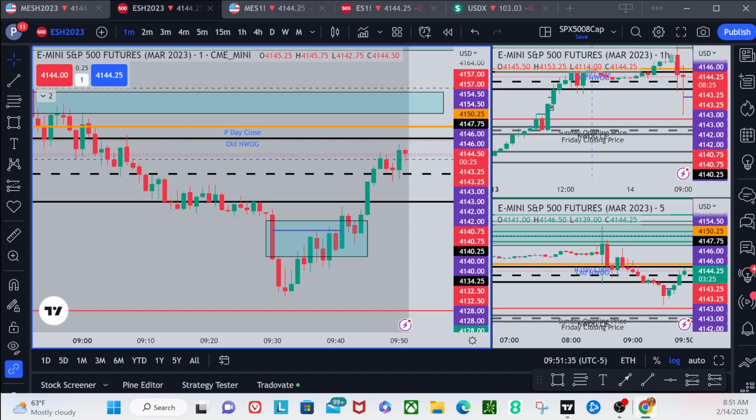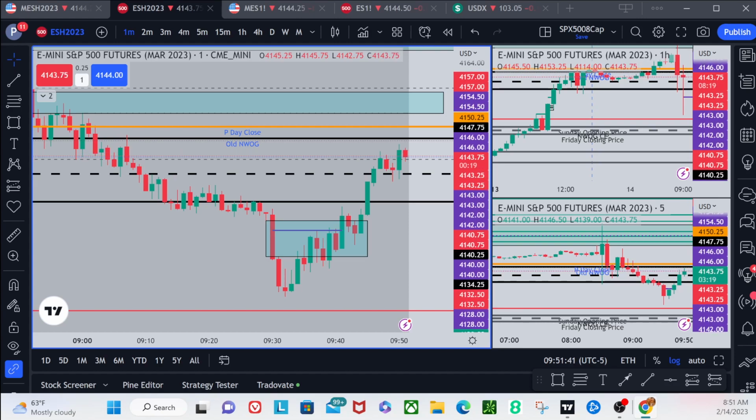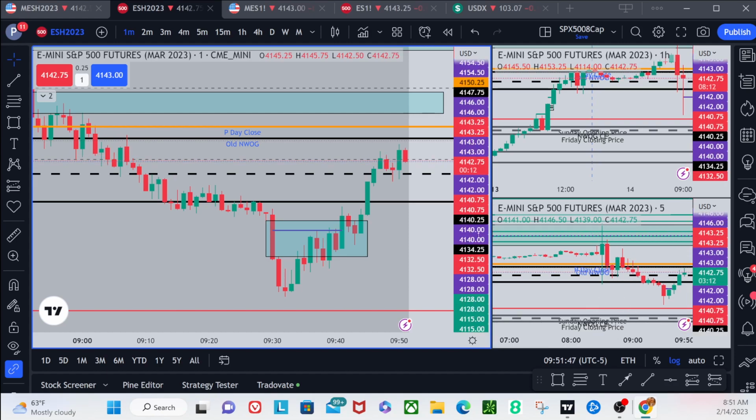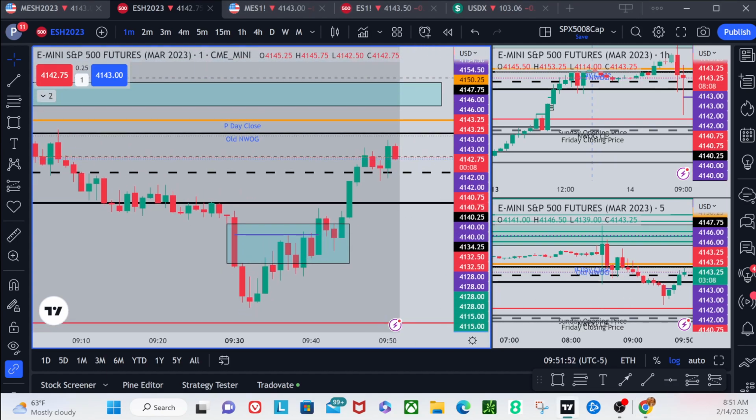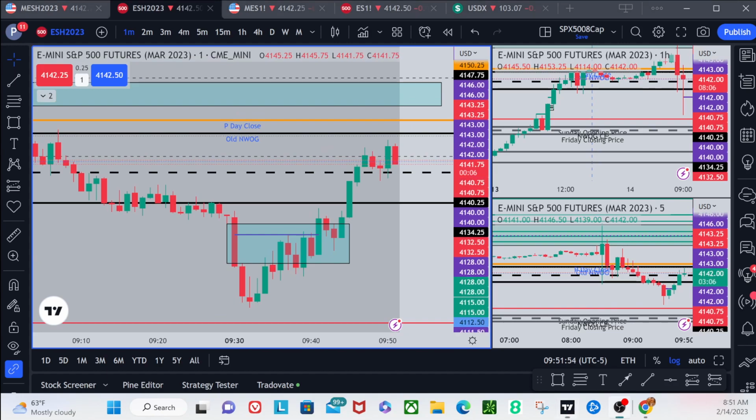Do you guys have a gap here? I reloaded my data and it still shows a gap there. I wonder if that's a real gap. Is that 834 to 833? I don't think that's a real gap. No, there shouldn't be a gap there.